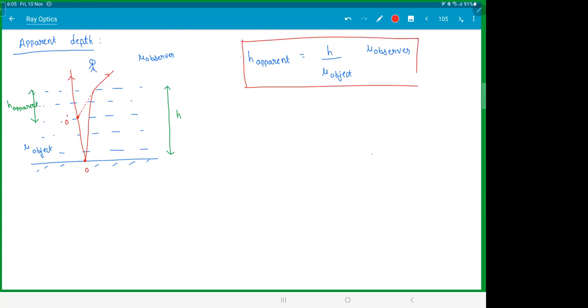The apparent depth means it's not the actual depth. He thinks the object is at a different depth, but there are problems with this thing. There are a few conditions which have to be satisfied. So whenever you want to use this formula, the observer and the object should be along the same vertical line, along a line perpendicular to the interface.